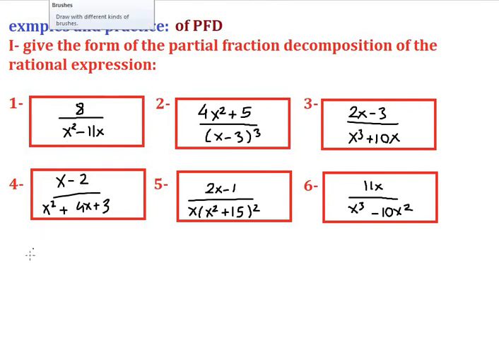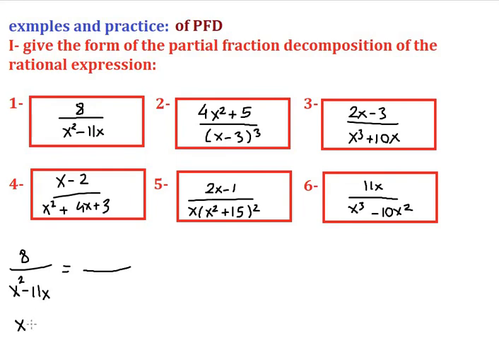So for question number 1, we have 8 over x squared minus 11x. Our very first rule is to check whether the numerator is greater than the denominator or not. Here it is not, so we leave it as it is, but we need to decompose the denominator into factors. So here we can factor out x, so x minus 11 is left over. So we have 2 factors, and we write those 2 factors here, x and x minus 11.